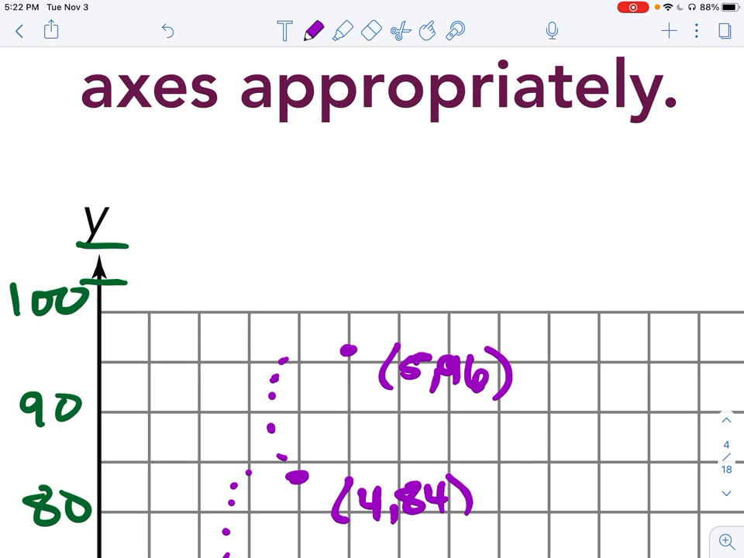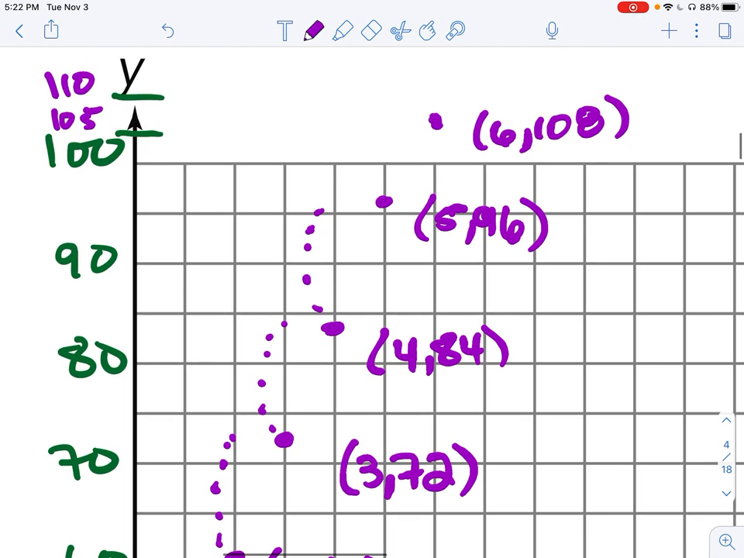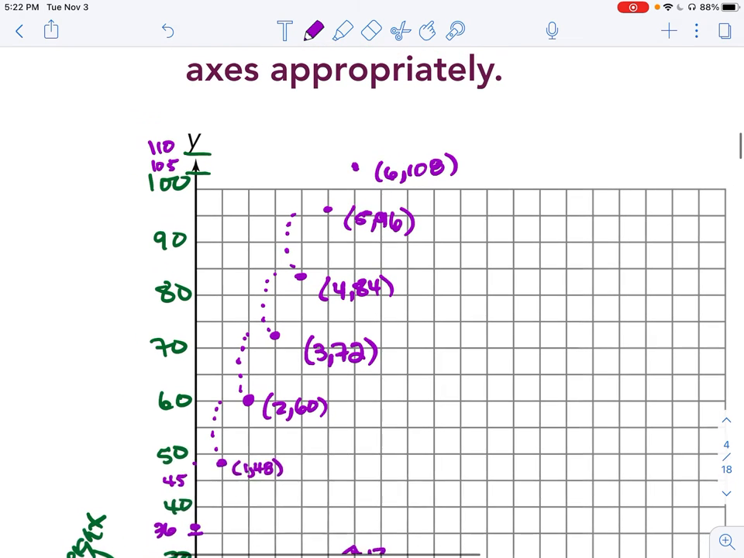I'm going to go up 12 more, and that'll get me to my 108. So right here is 105, right here is 110. So I'm going to come across and go over about here. So that's (6, 108). Now, why didn't I go past 108? Because the cliff is only 108 feet tall.